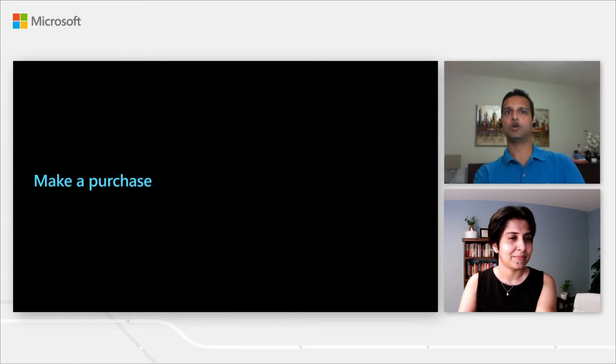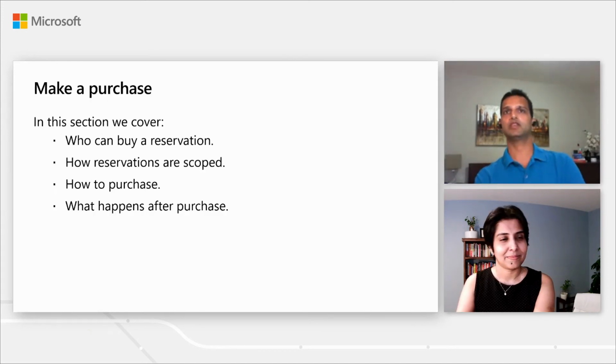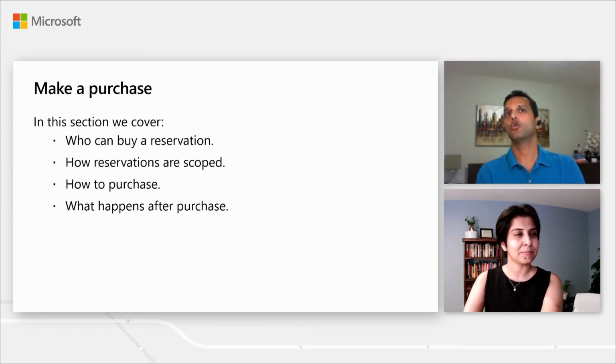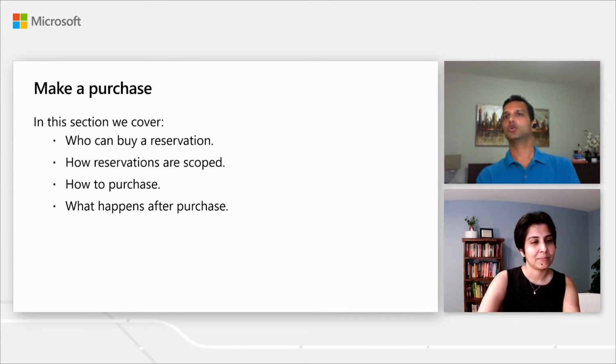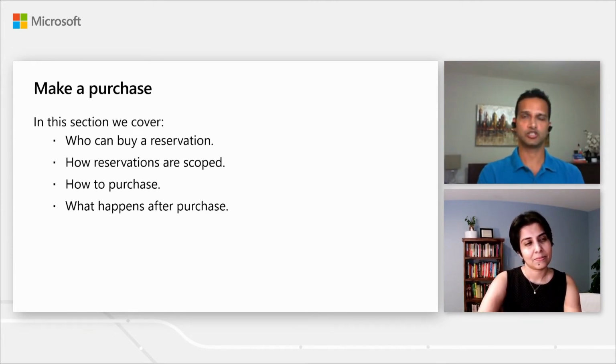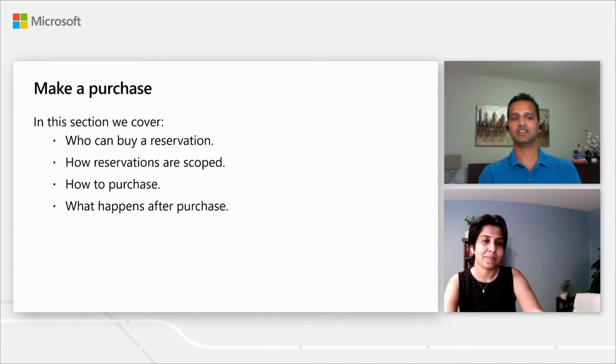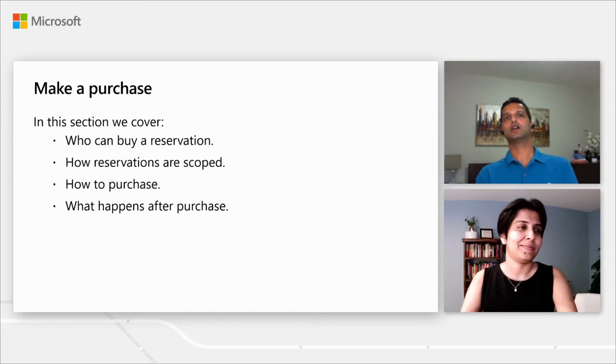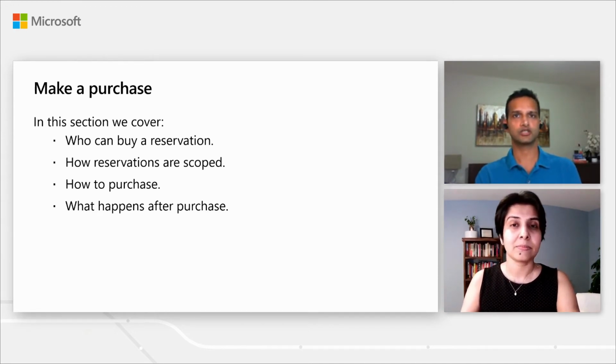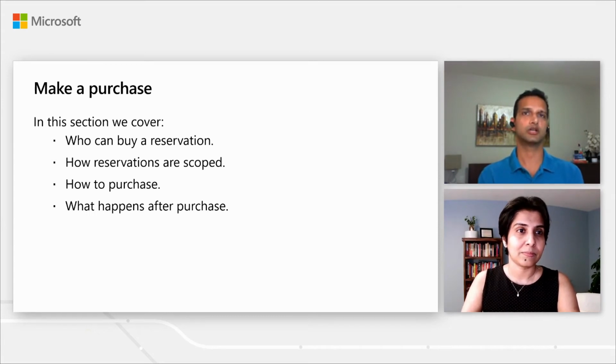Okay, let's go to how to make a purchase. The key things in this section: who can buy a reservation? We recently made some changes here, and we have some awesome improvements coming up. We constantly listen to you and we're constantly adding things. Earlier, only subscription owners could purchase reservations, but now we also introduced an additional subscription-level RBAC permission called reservation purchaser. So users who are either owner or reservation purchaser can now purchase reservations.